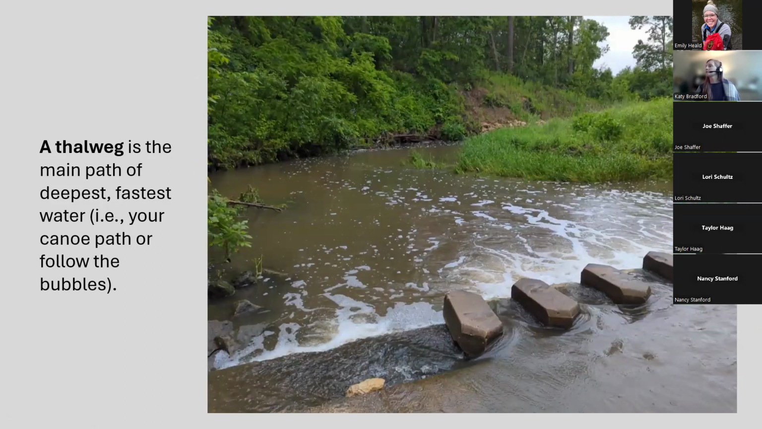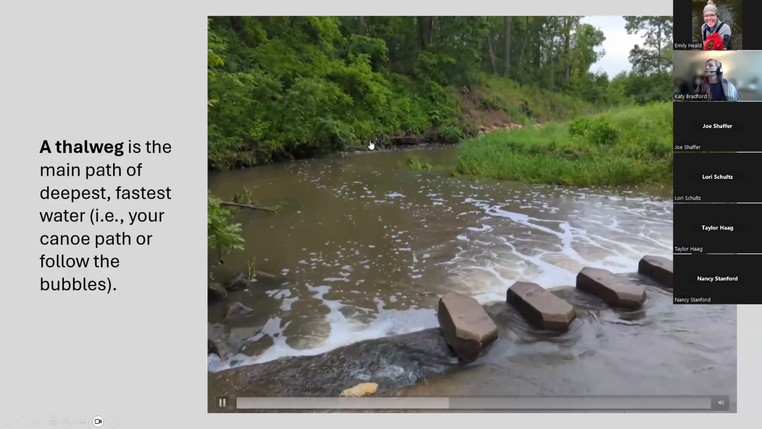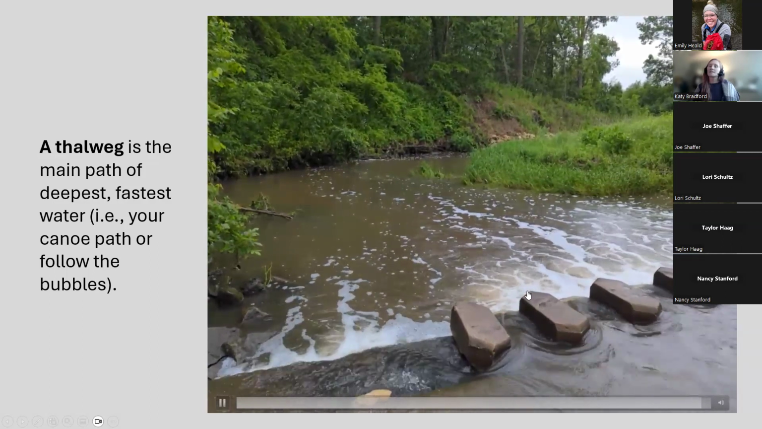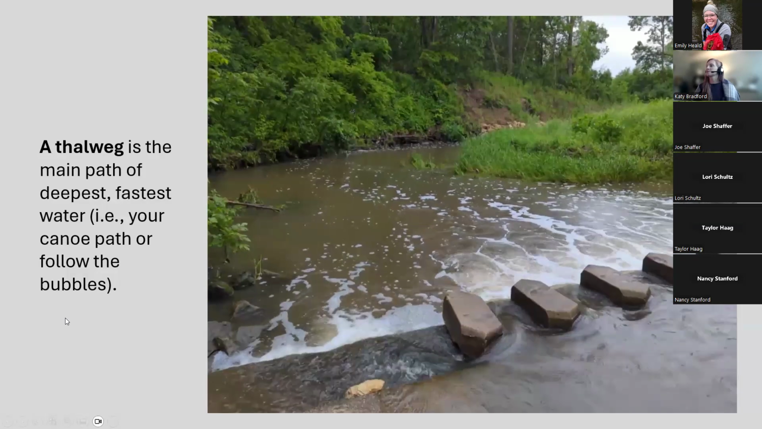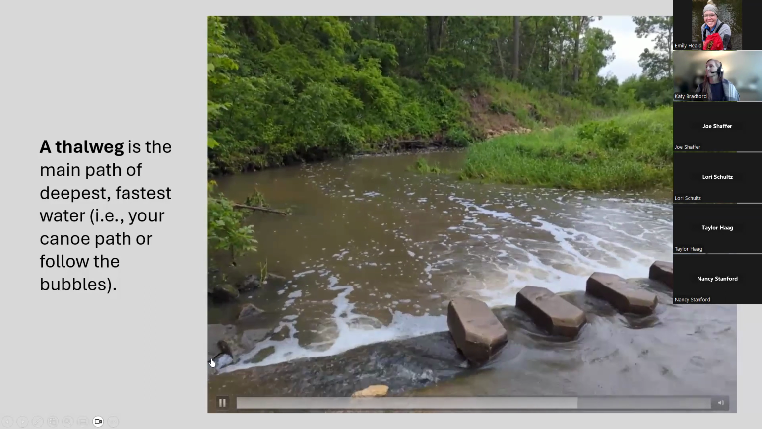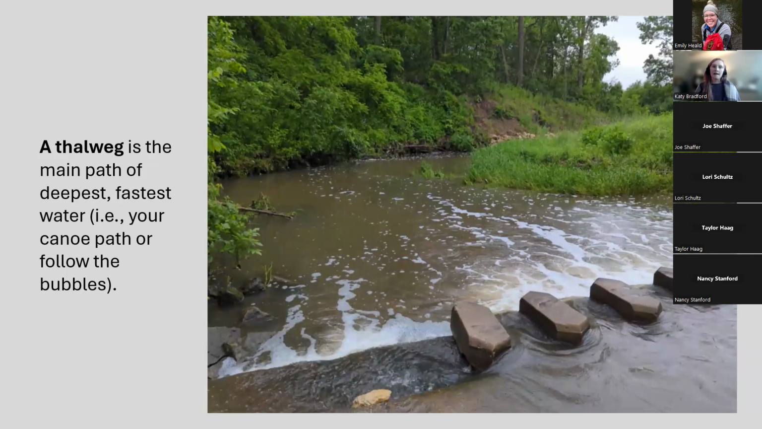And I have this little video I took the other day. It's kind of hard to see, but you can see the bubbles doing a nice curve on the outside of the bend there. And that is the thalweg. So I'll play that one more time so you can see that on the outside of the curve. So next time that you're visiting your stream, see if you can follow the bubble path if there are bubbles. It's easier after riffles to see bubbles in the water.